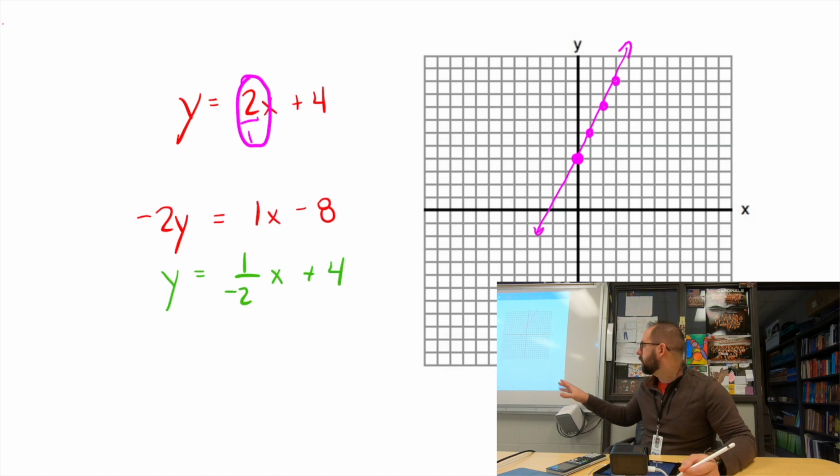So that's dividing everything. So again, on the slope, it doesn't matter where you put the negative sign. You can put the negative sign on the bottom with the 2, or you can put it on the top with the 1. It doesn't matter. 1 divided by 2 is half. You just put the negative sign on it.